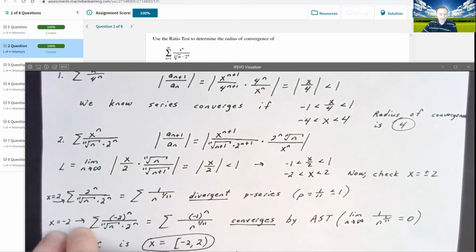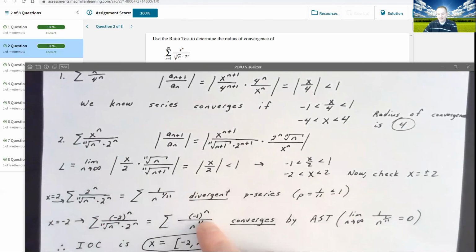Now, if I test when x is negative 2, in the place of x, I plug in a negative 2, so you're going to have a negative 2 to the n in the numerator. Please keep in mind, negative 2 to the n divided by positive 2 to the n, that's just going to be negative 2 over 2 to the n, which is a negative 1 to the n. So I'd have negative 1 to the n over n to the 1/11th. And now while this looks similar to the one previous, it's completely different, because the only thing I need to do to this is the alternating series test.